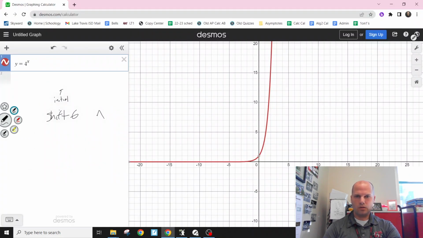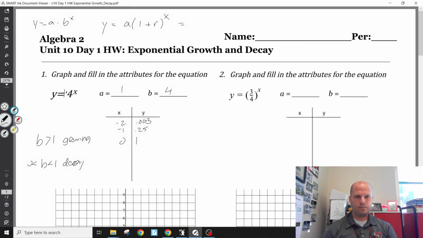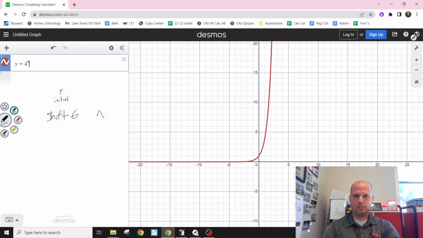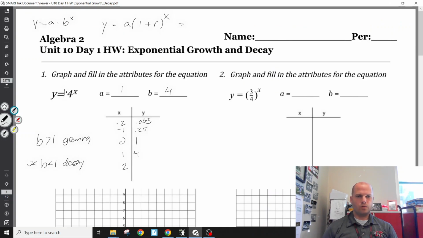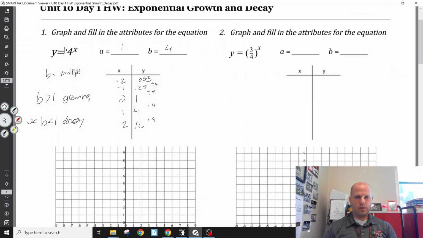If you go to 1, you'd multiply that 1 by 4, you get 4. You go to 2, you'd multiply this 4 by 4, you get 16. And so something you realize is that to get to the next value, you multiply by b. To get the previous value, you divide by b. And you have the shape of your graph.